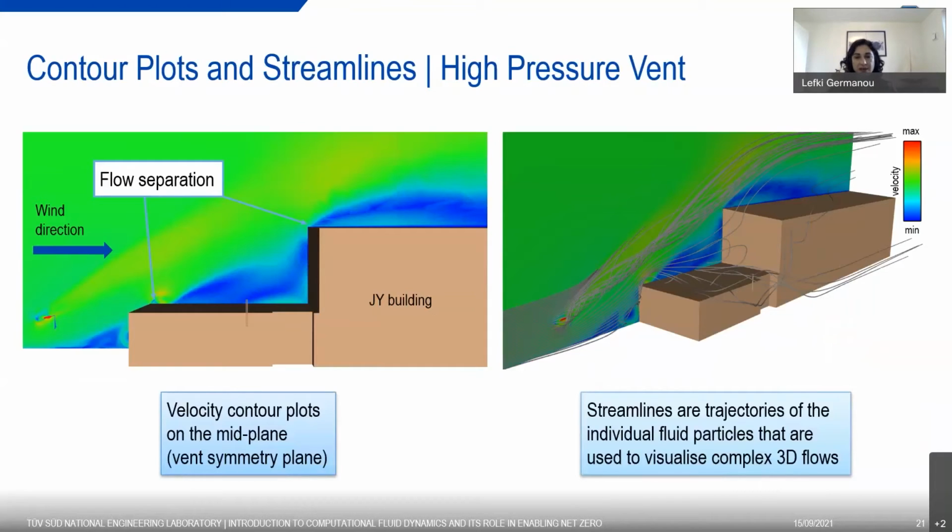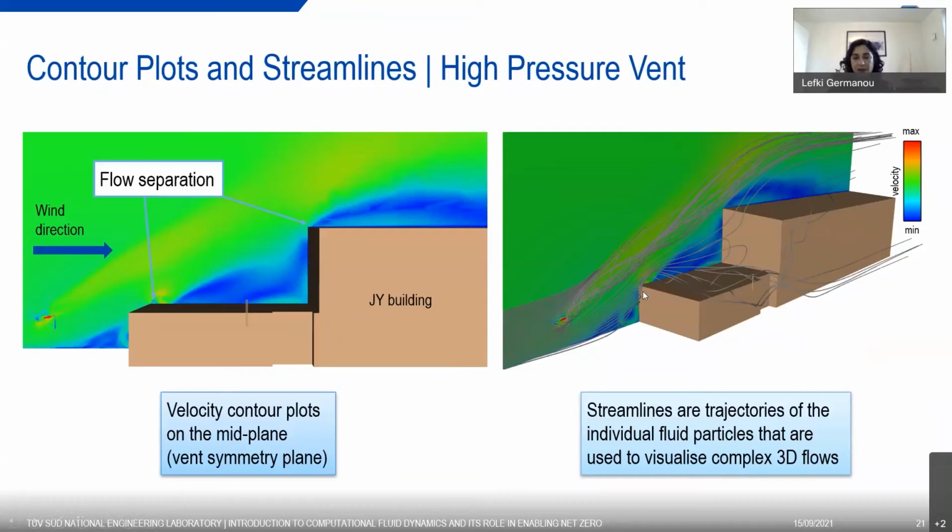Here, some post-processing results are shown. On the left, we see the velocity contour plots in a cross section in the middle of the high pressure vent. And we can observe the flow separation at 2 points here as the air comes from the left and meets the building. Additionally, the streamlines are pictured on the right, which are the trajectories of the individual fluid particles that we use to visualize complex 3D flows as this one.